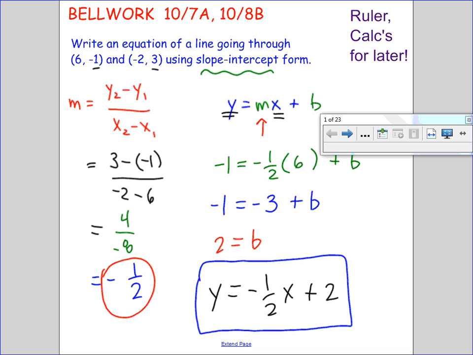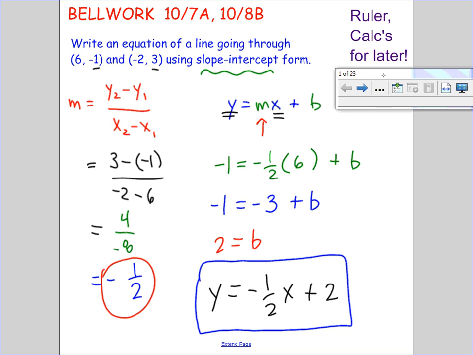So where did we go to get our slope? Our age-old slope formula, y sub 2 minus y sub 1, all over x sub 2 minus x sub 1. Where did we go to get our b? To get our b, our y-intercept, we had to choose one of our points to represent the x comma y in my equation, just so I could solve for b and then rewrite it again. Y equals negative 1/2 x plus 2.